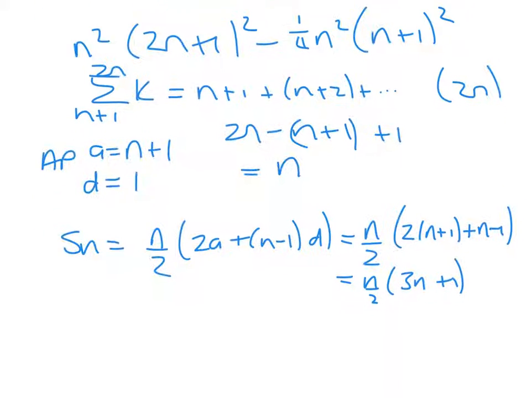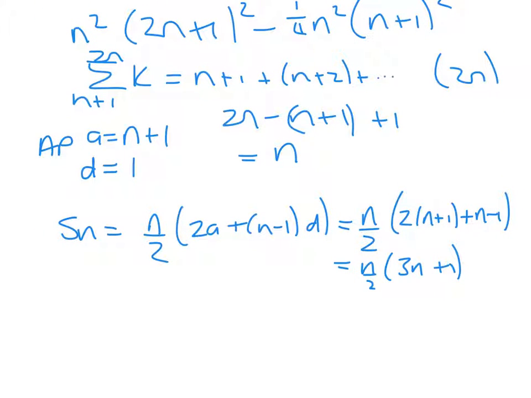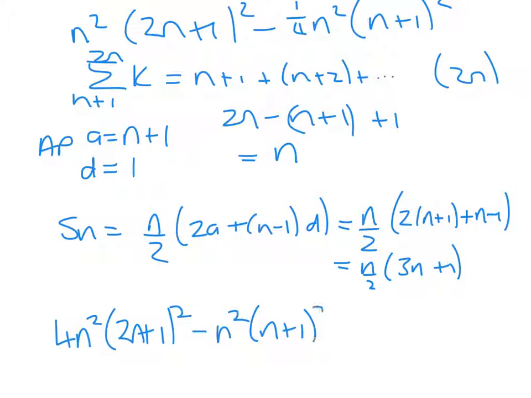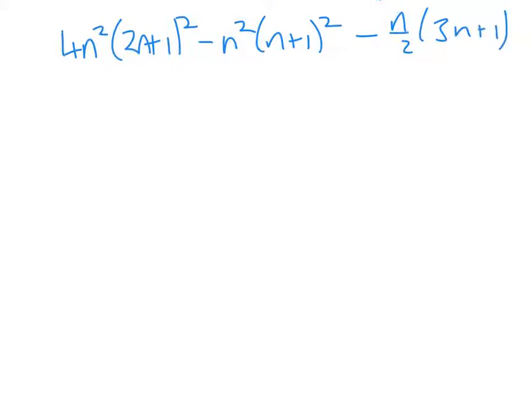So let's bring all of those bits together. 4 times the sum of r cubed, so that is going to be 4n squared upon 2n plus 1 all squared minus 4 times 1/4, so that's 1, so minus n squared upon n plus 1 all squared. Take away n over 2 upon 3n plus 1. All that's left to do now is simplify this.